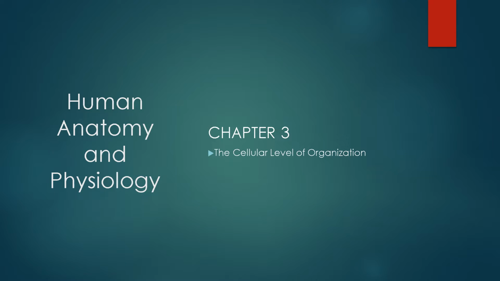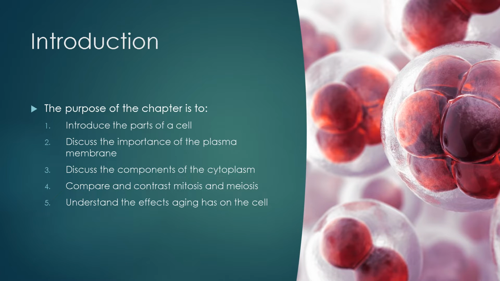We're going to be starting on Chapter 3, which is the cellular level of organization. Now we will be covering quite a bit in this chapter, but these things include the parts of the cell. We're going to be looking at the plasma membrane and the cytoplasm. We will be going over mitosis and meiosis, and then a little bit of the effects of aging on the cell.